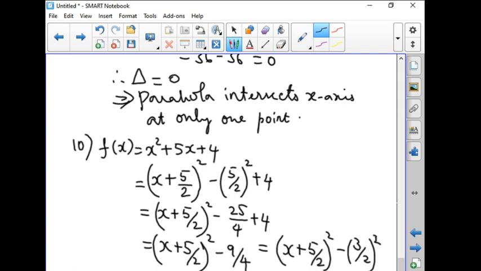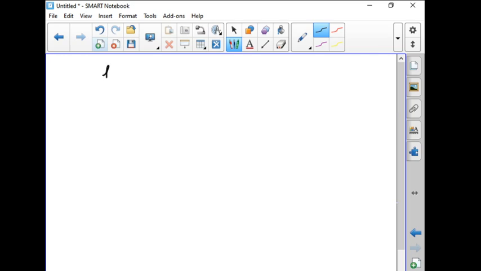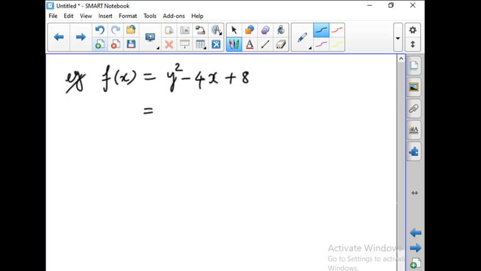For example, I will give one more question in this. Suppose f of x is equal to y square minus 4x plus 8, a sum like this. We have to change this into the completion of square method. So if there is y square, write y; if there is minus, write minus; divide the coefficient by 2, so 2 comes, put whole square. Here, the number 2 square, you always subtract, whether it is plus or minus. You have to subtract 2 square, plus 8.